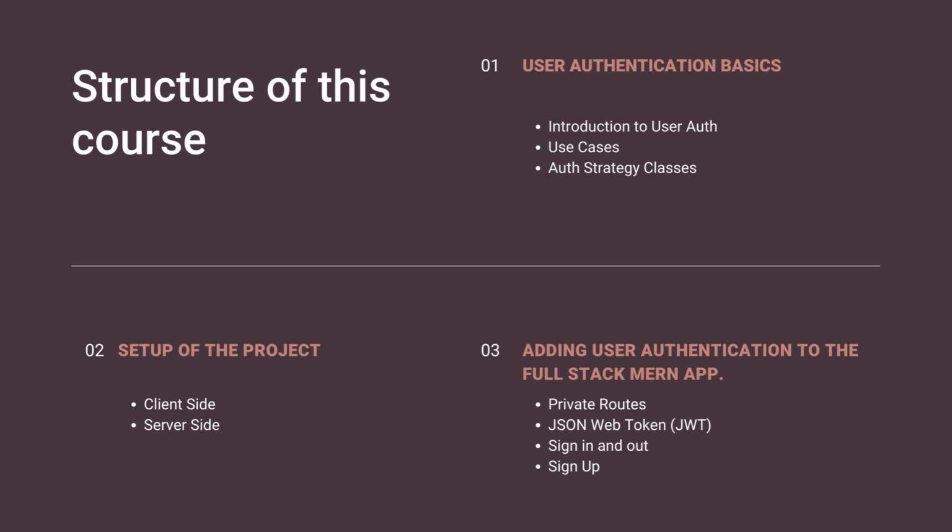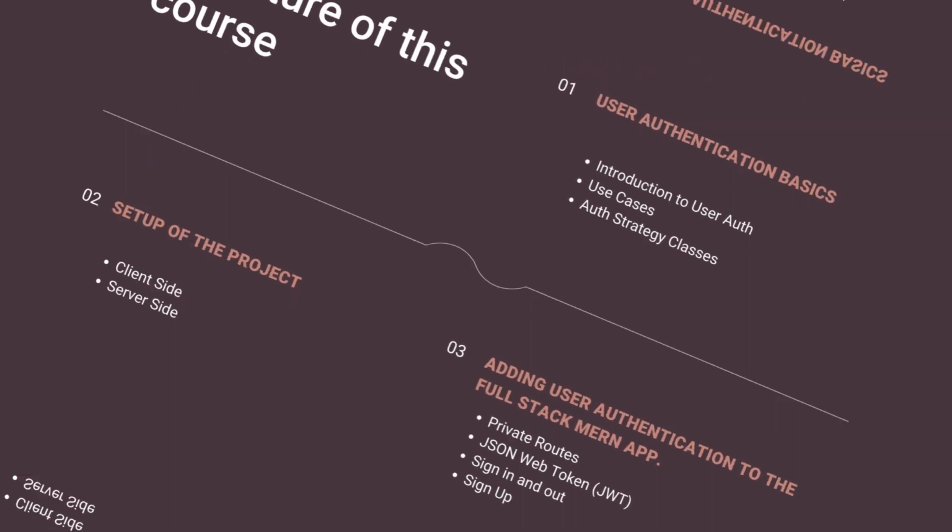We'll then move to setting up the project. It's setting up the server side and also setting up the client side. We'll then go to adding user authentication to the full stack main app. We all know what main means. This involves the private routes, JSON Web Token, sign in and sign out, and also sign up.